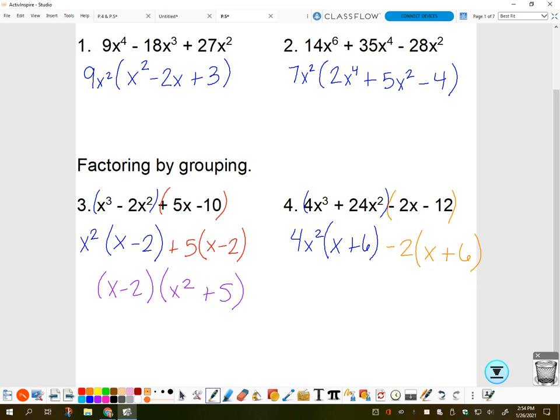So again, you have these matching parentheses, x plus 6. And then to multiply to get this guy back, we need a 4x squared and a minus 2.